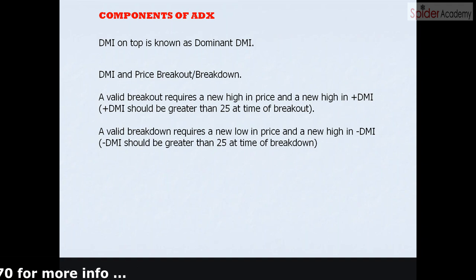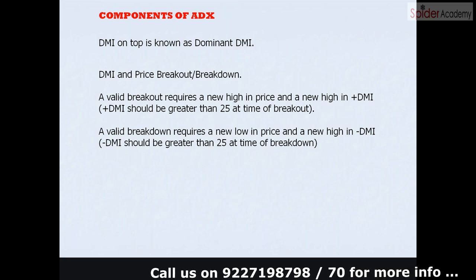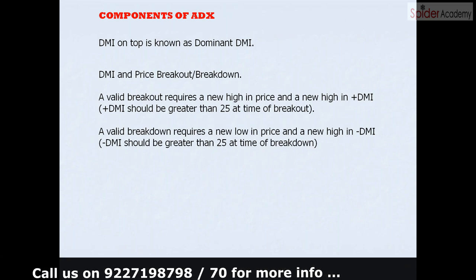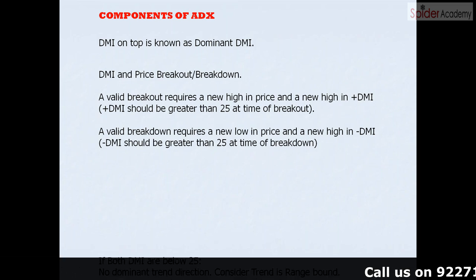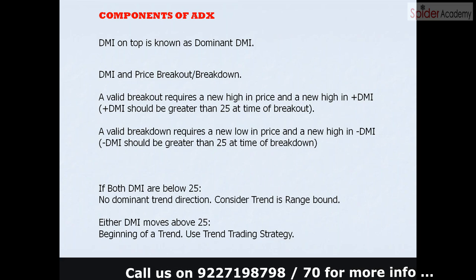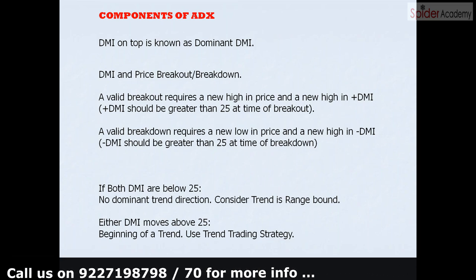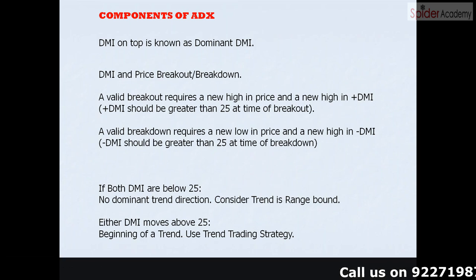It's very simple. Higher price and DMI should be positive. DMI should be above 25. It's a positive trend. And new low price and the negative DMI above 25 is a breakdown. If both the DMI are below 25, consider trend is range bound or sideways. And either DMI above 25, it's the beginning of a trend.